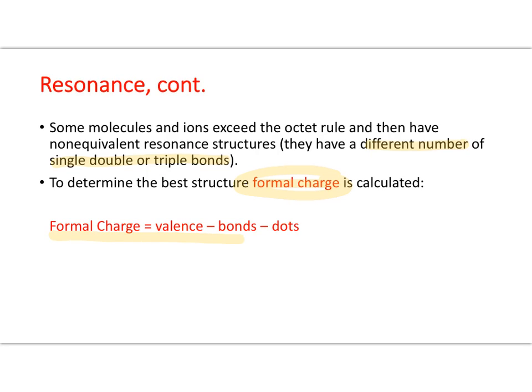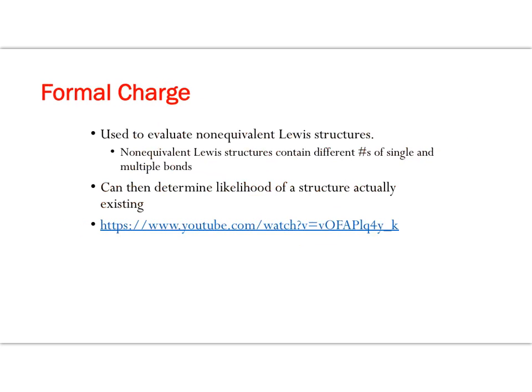The way that you calculate formal charge, you need to remember this, is the formal charge on a particular atom is the number of valence electrons of that atom minus the number of bonds it has around it minus the number of dots it has around it. So V minus B minus D will give you formal charge. Again, this link is posted to YouTube that explains it as well.